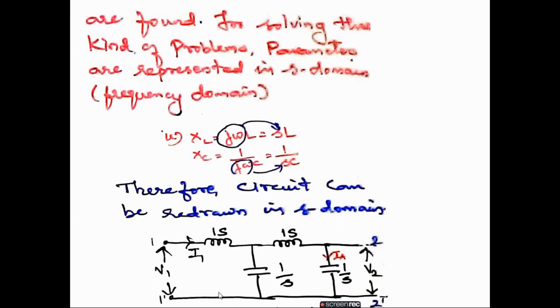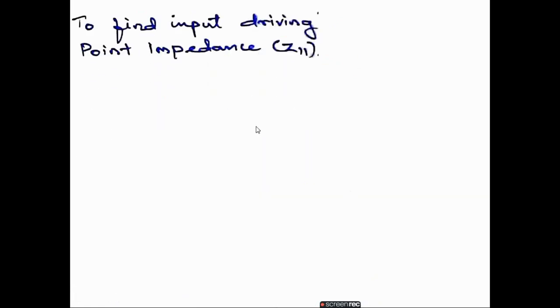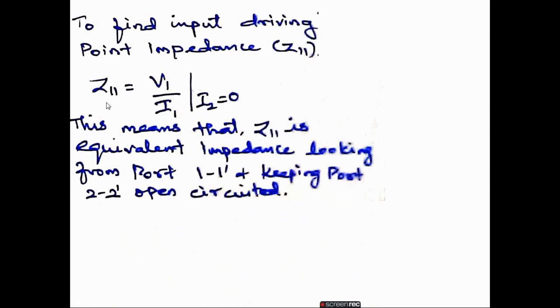Now we can solve this network and find the parameters. What are they asked? Driving point impedance and transfer impedance. To find the input driving point impedance, Z11, we know that Z11 is V1 by I1, keeping output port 2-2' open, that is, output current I2 is 0.